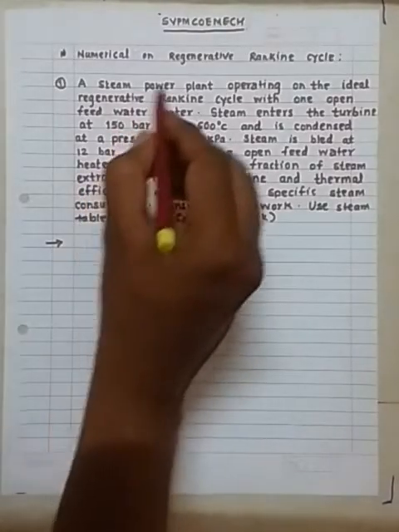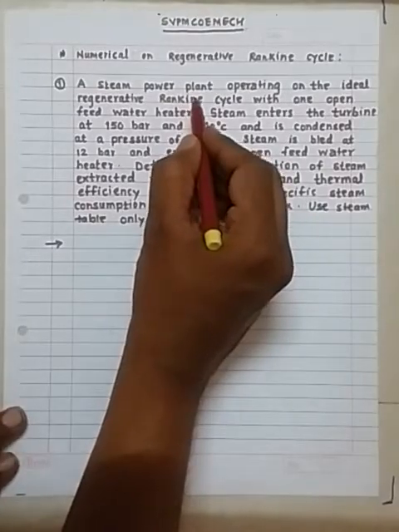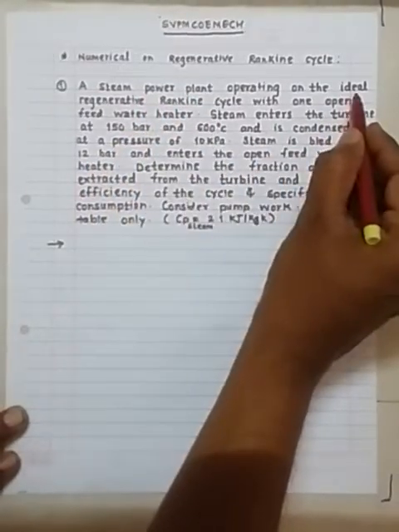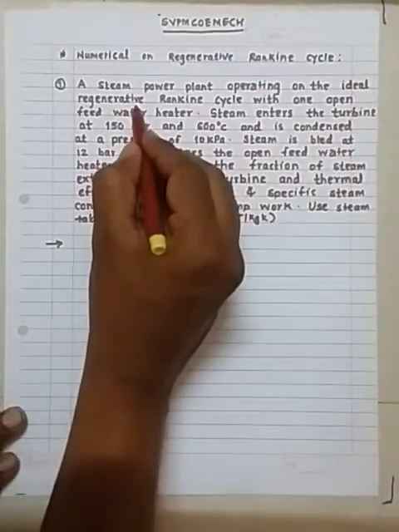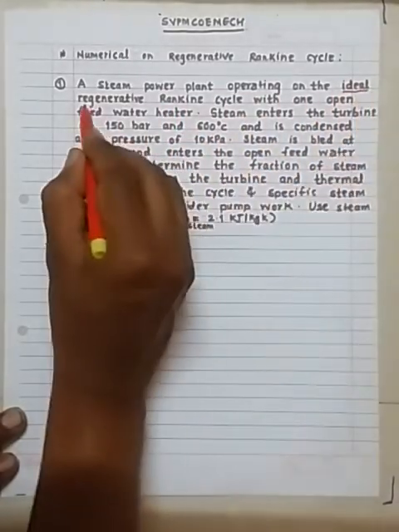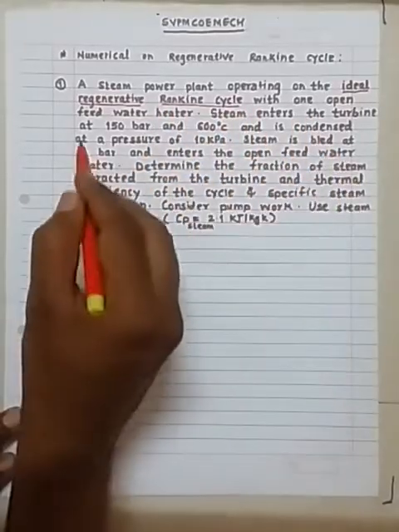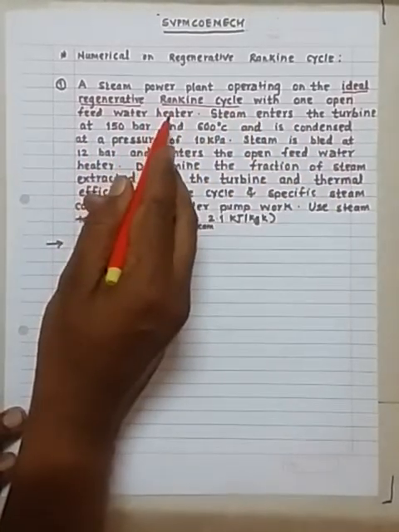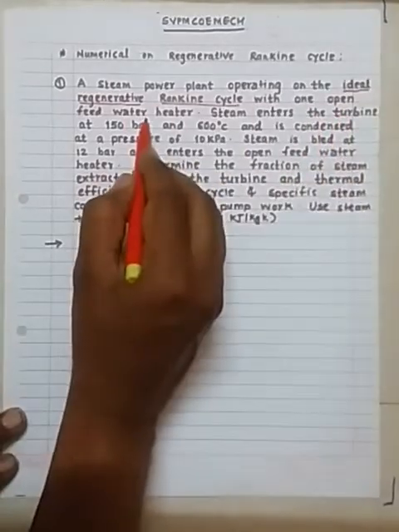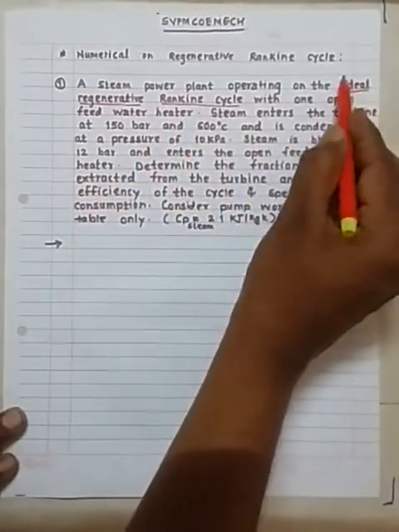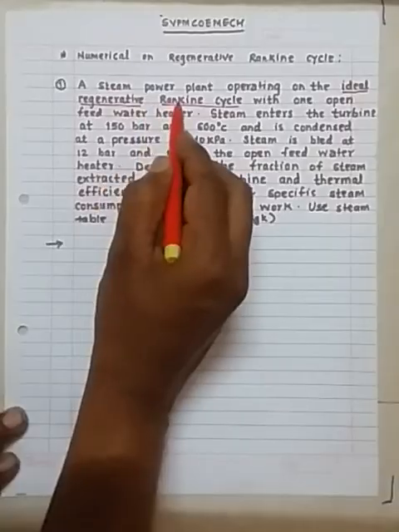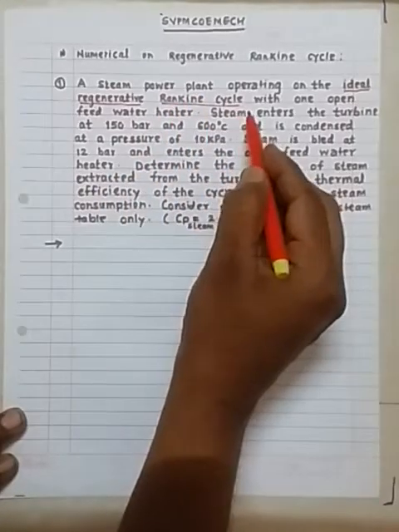A steam power plant operating on an ideal regenerative Rankine cycle with one open feed water heater. So an open feed water heater arrangement is there in order to have the ideal regenerative Rankine cycle.